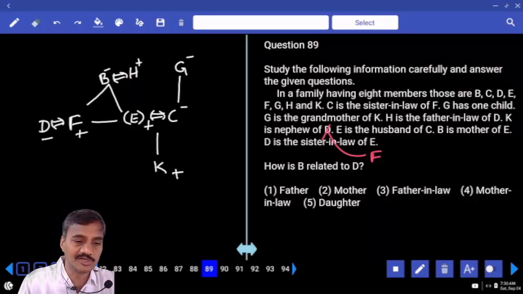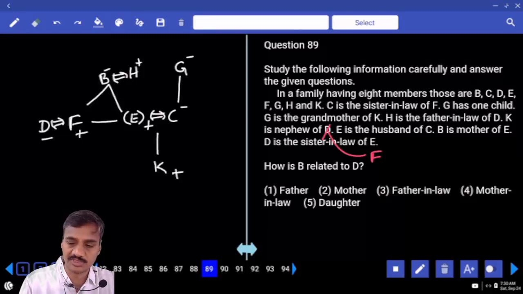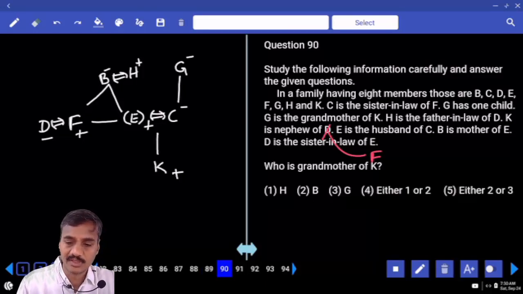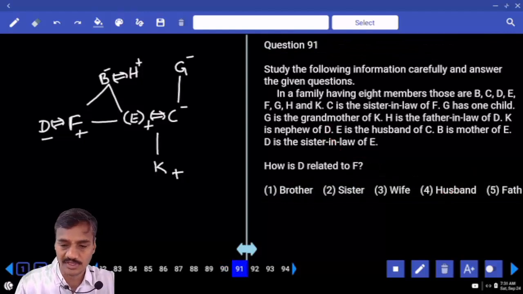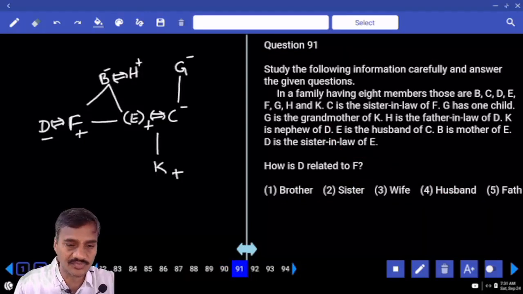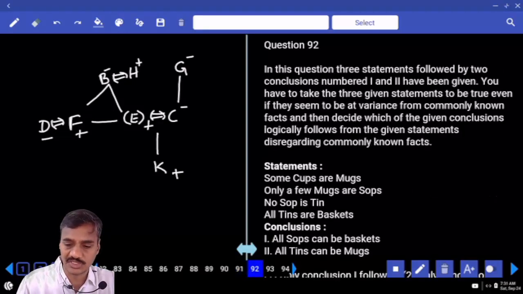How is B related to D? D is the husband's mother, so mother-in-law, choice 4. And who is the grandmother of K? K's grandmother is G, and G and B, either B or G, either 2 or 3, choice 5, question number 90. And how is D related to F? D is the wife of F, choice 3, question 91.